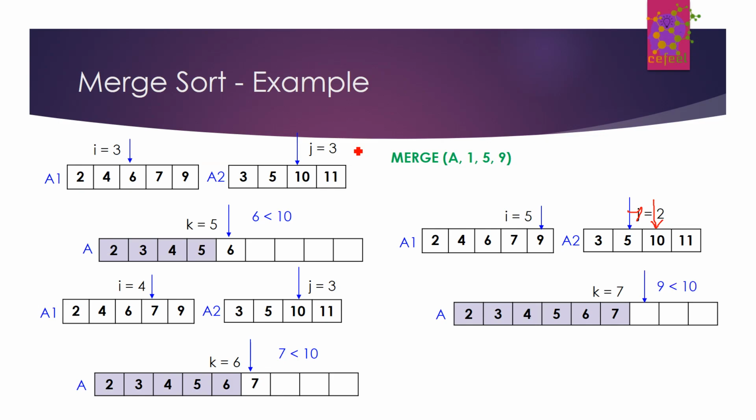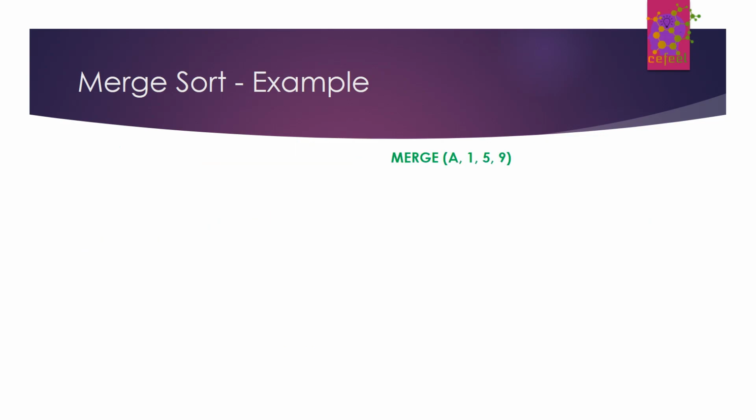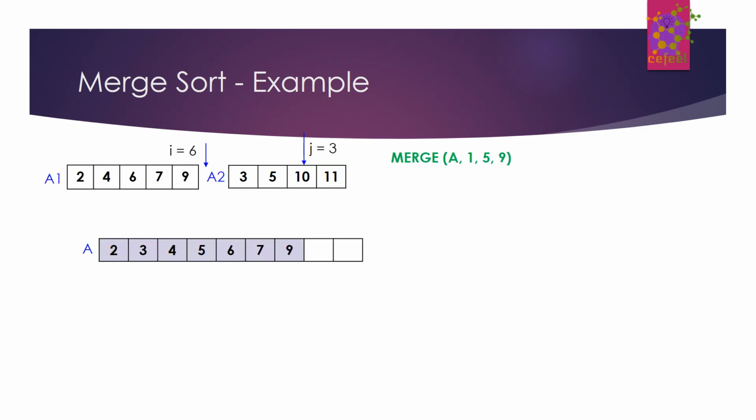We'll compare 9 and 10 over here, and 9 is smaller, and hence A1 will be copied. And then what will happen is I will now become 6. In fact, if we notice the left part of the array, we are done. There are no more elements in A1 to be compared. So what we just need to do now is to just compare the remaining elements from A2.